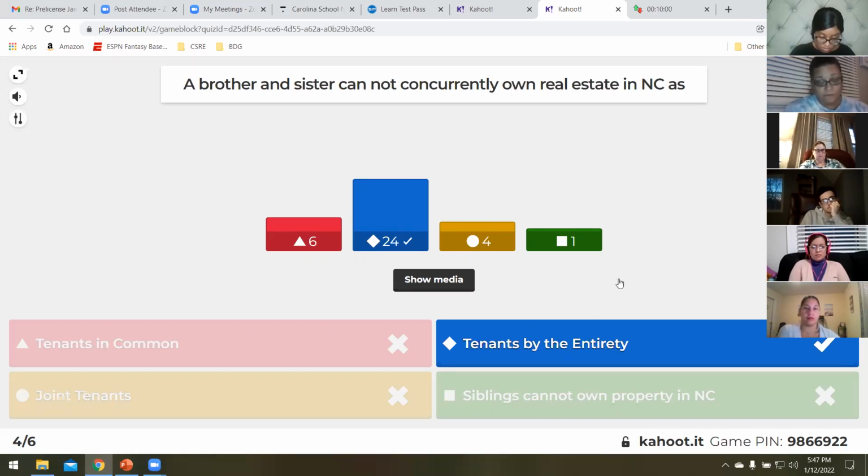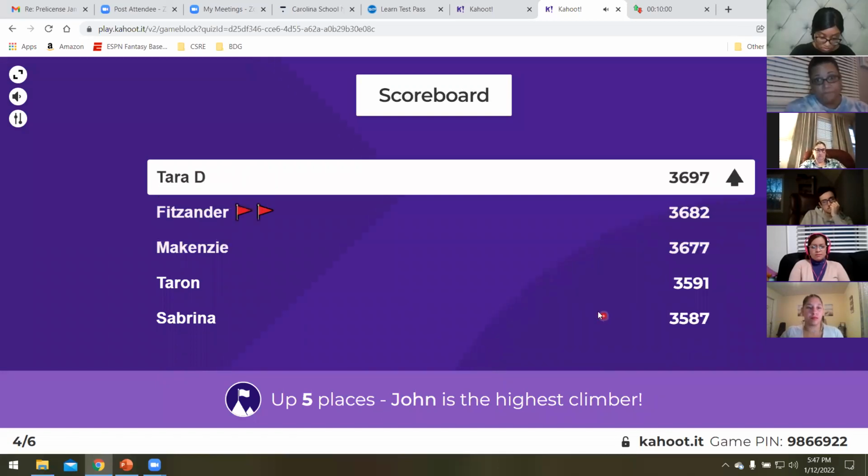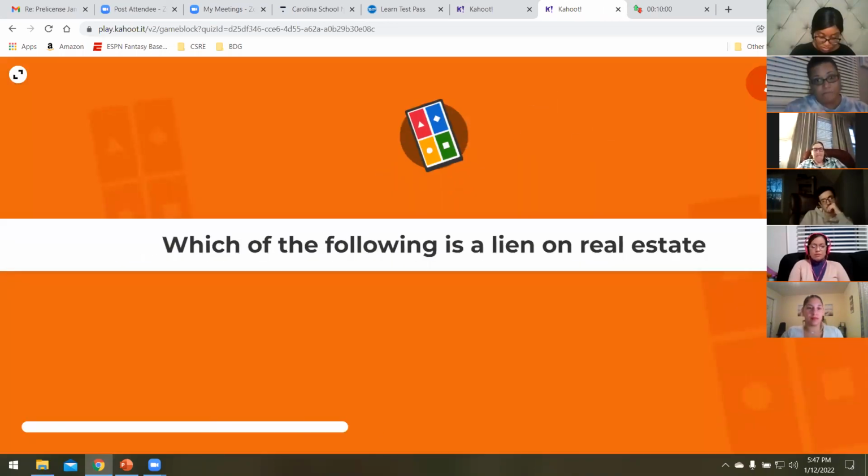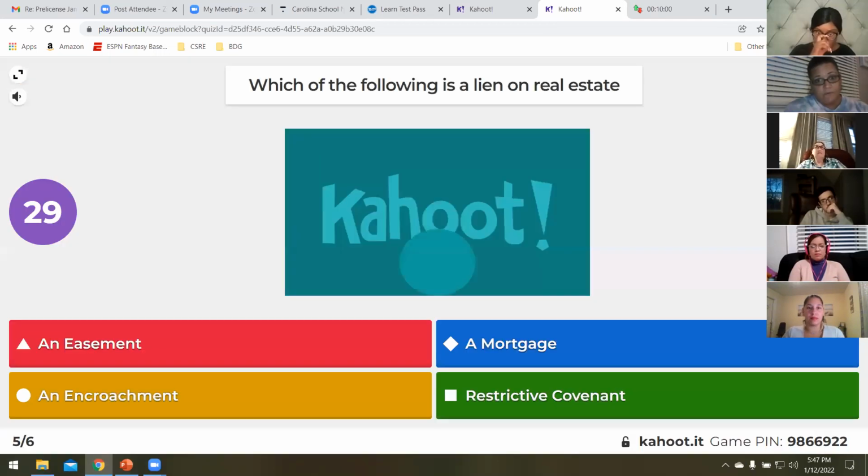Okay. So we got some competition going on. Tara D, Fitzander, Mackenzie, Taron, Sabrina. John is our highest climber this round. He's up 5 places. Which of the following is a lien on real estate?